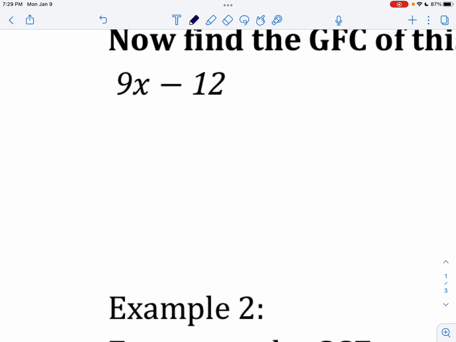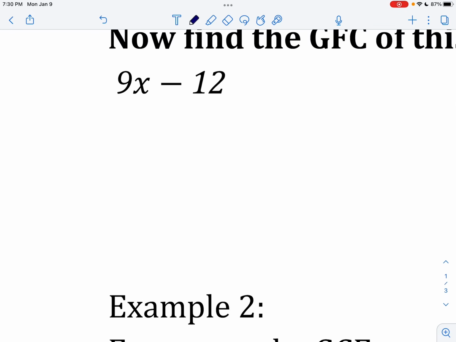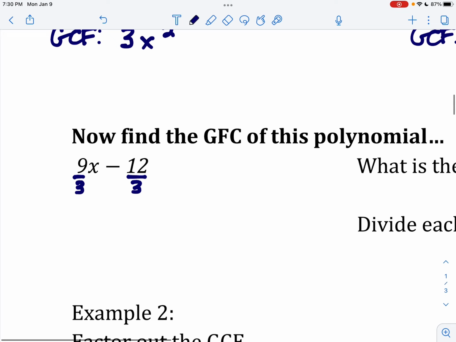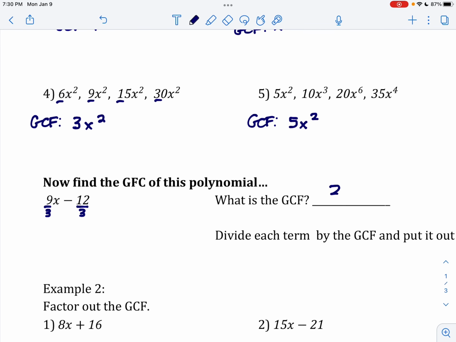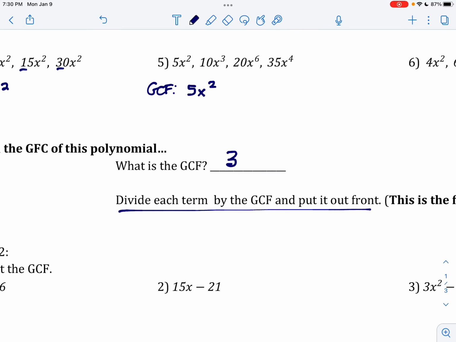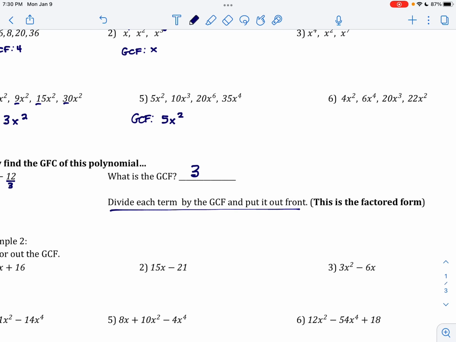So we're given the polynomial, and we need to take the greatest common factor out like we did in the very beginning, and then we need to write the other factor. So first of all, what can I take out of both 9 and 12? Well, I can divide a 3 out of both of those. So my greatest common factor is 3. Now I'm going to divide each term by the greatest common factor and put it out front. This is the factored form.